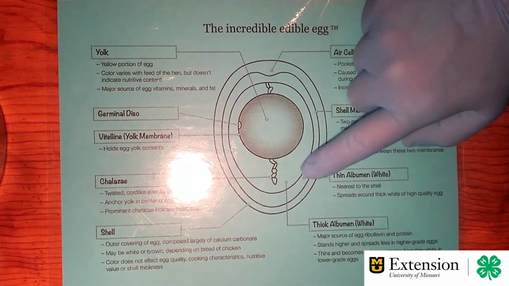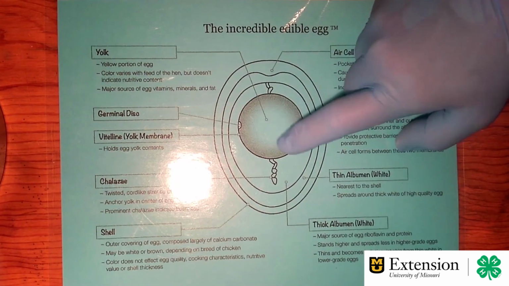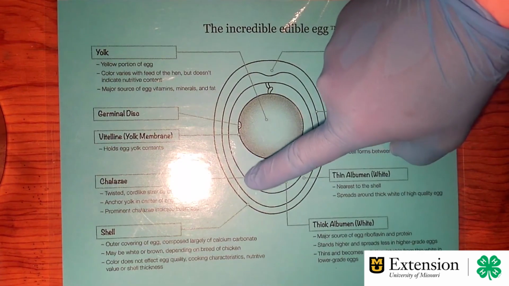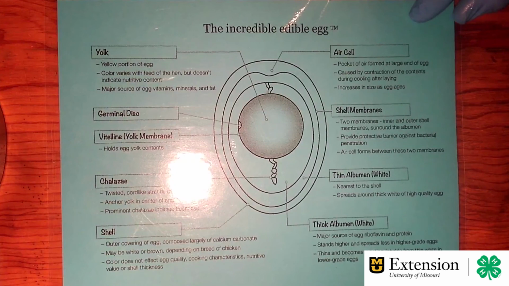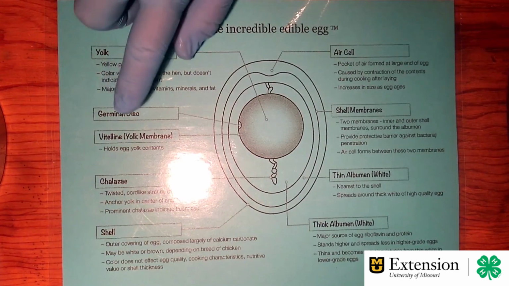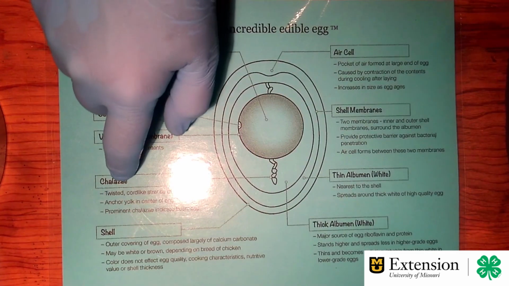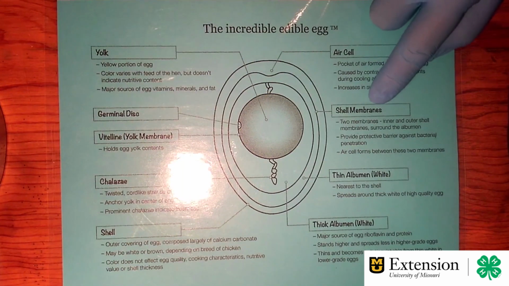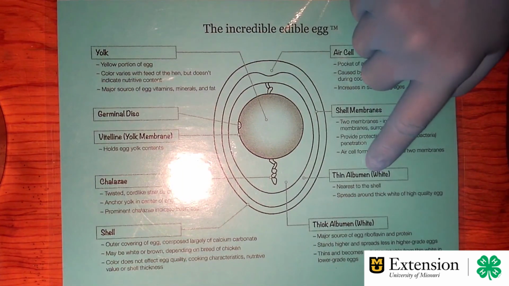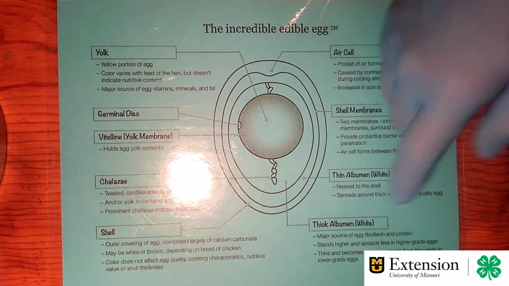And then I also forgot to mention that the albumin, we talked about the yolk being formed during the day. The albumin is actually formed during the night when the hen is forming her egg. So again, we have the yolk, germinal disc, vitelline membrane, chalaza, shell, air cell, shell membranes. Thin albumin is closest to the shell, and the thick albumin is closer to the yolk.